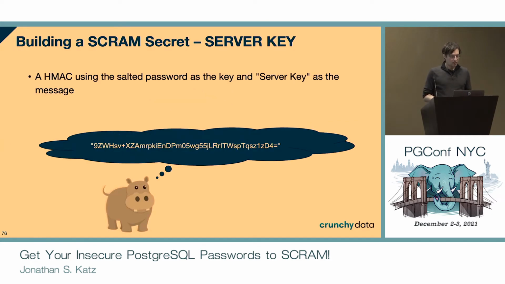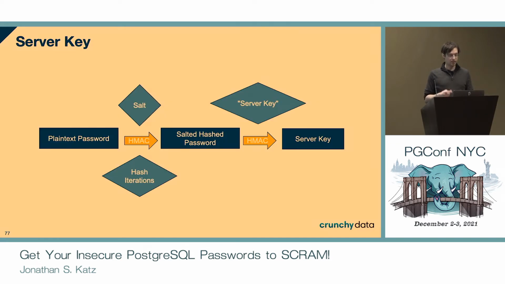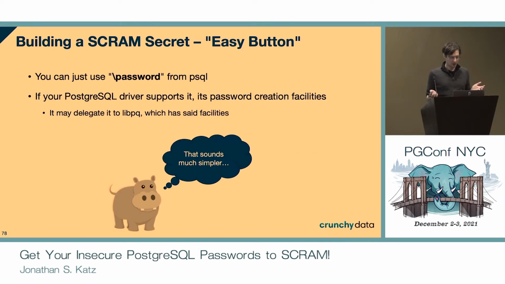So the server key is actually similar to the client key. We take an HMAC of that salted hash password, but instead of signing the message of client key, we're signing the message of server key. So with all those things, if you take all these steps, you've built the SCRAM verifier and have made it possible for Postgres to do SCRAM. Now, I don't expect any of you to do that in the real world.